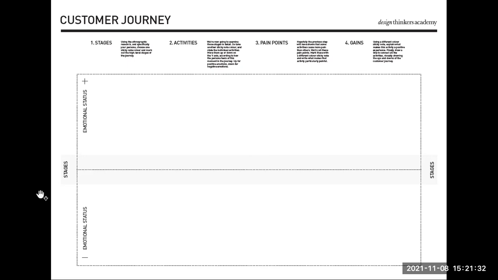But there are several stages when you're engaging yourself in the process of a persona journey map. So the first thing is to ask yourself the first question. And the first question is, how often does your persona repeat the activities that they are engaged in?